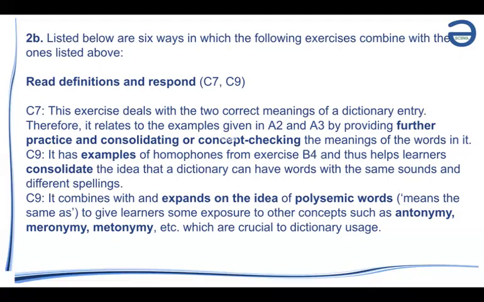So it expands on the idea of polysemic words. I think the specific exercise from A is not mentioned from part A, but I like the idea that here they're also mentioning antonymy, meronymy, metonymy. So for example, when you say salmon is a kind of fish, it can be one of these ideas. So it's expanding on the overall idea of polysemic words. And I think it's a very good point made as long as you relate it to the earlier exercises.